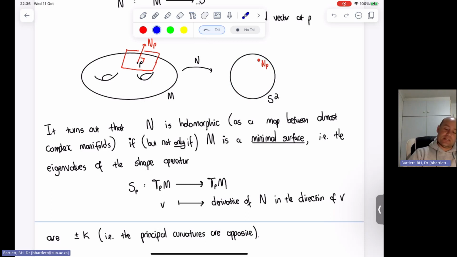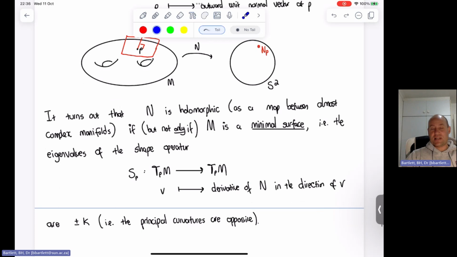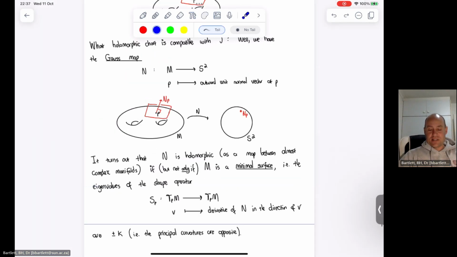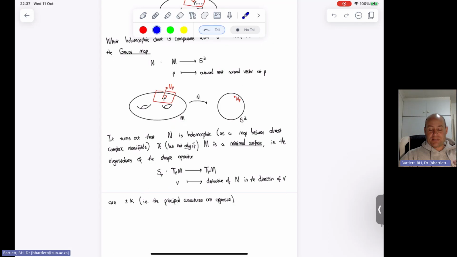So that's why I said that this condition is not sufficient, because clearly the identity map from the two-sphere to itself is a holomorphic map, even though the two-sphere is not a minimal surface. But if M is a minimal surface, then the Gauss map is a holomorphic map. That's a nice, cool fact linking smooth differential and Riemannian geometry with complex geometry. So I love this. I love this little example here.